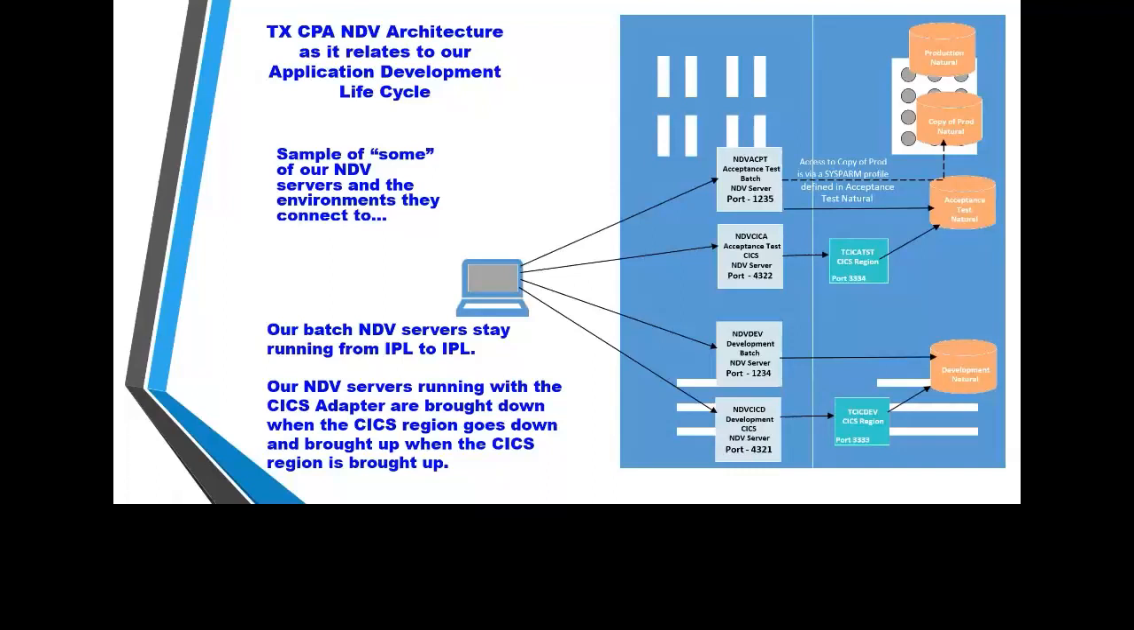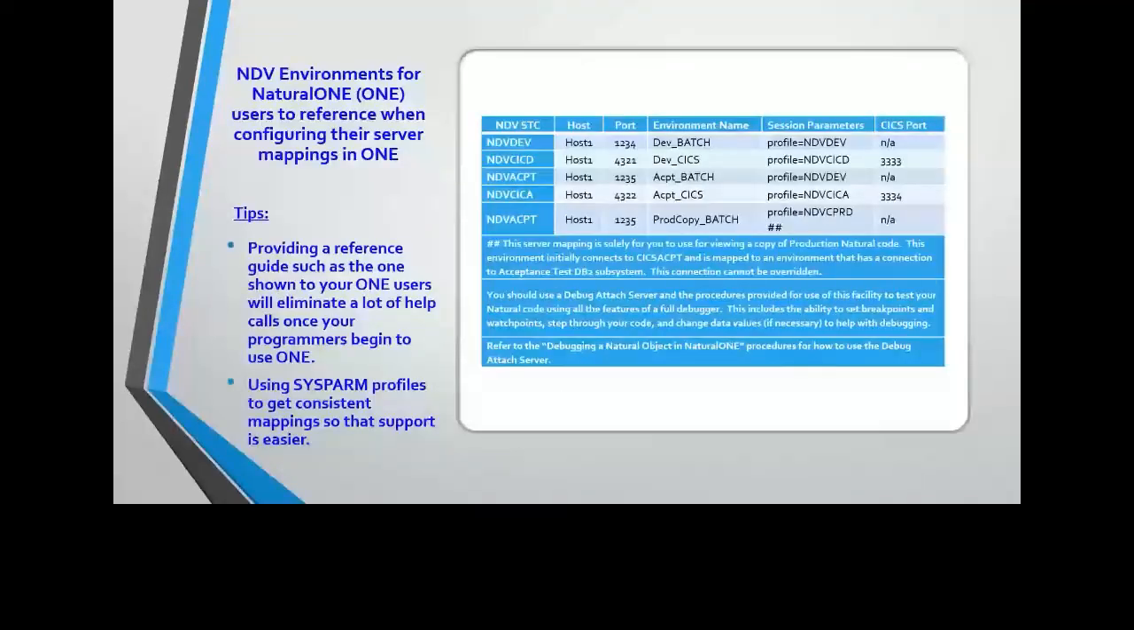This is an example of a chart that we hand out to our NaturalOne users that makes it very simple for them to map their NaturalOne server environments. We suggest that they use the environment names on this chart just to make it easy for everyone to be using the same environment name, so when they call the Natural administrators for help, we can say, well, which environment type are you using? Are you using the batch or the CICS development environment?